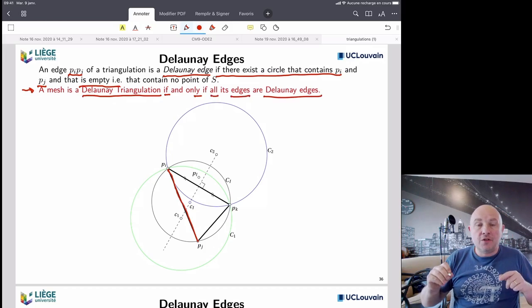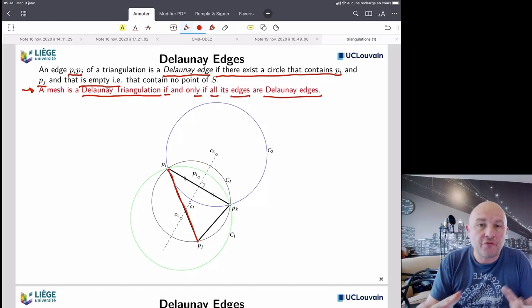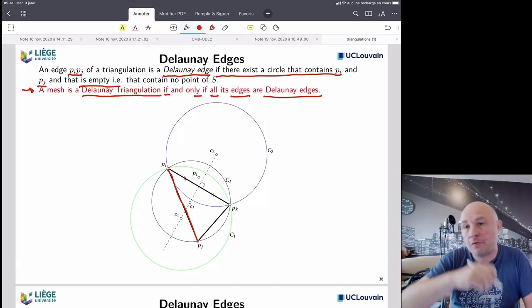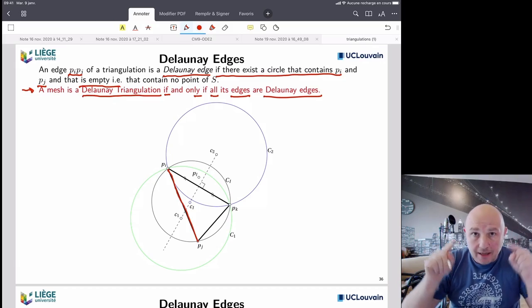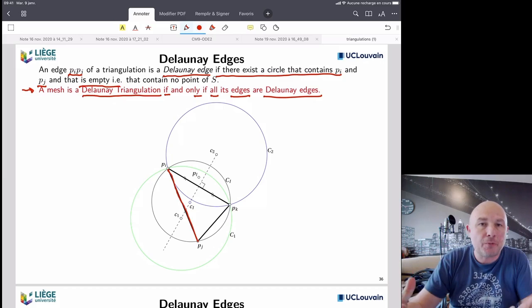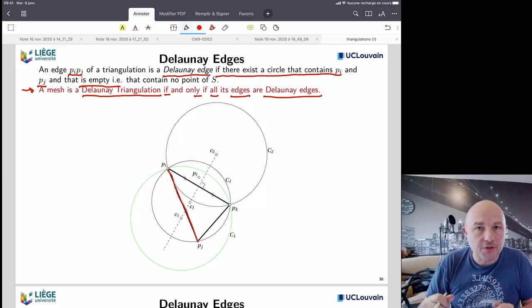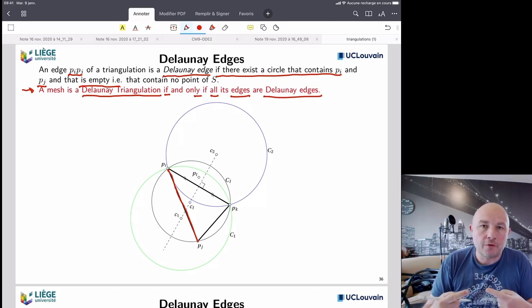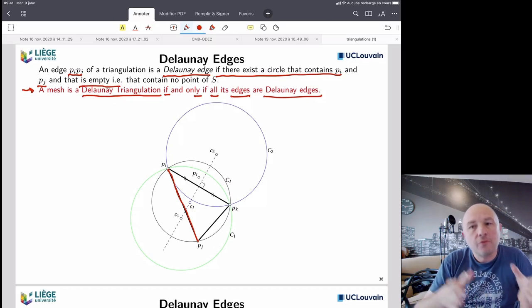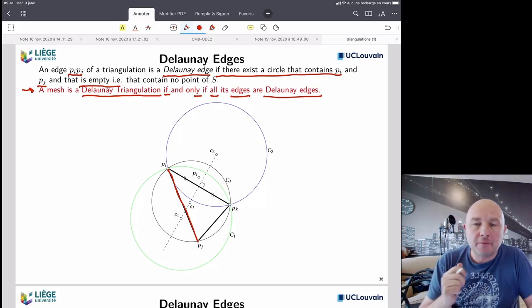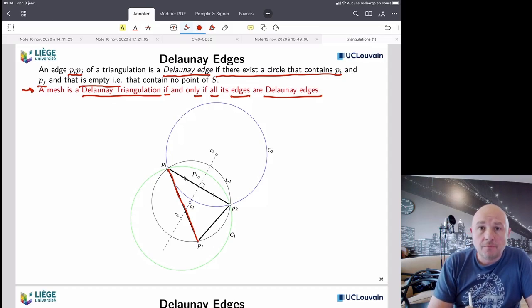So again, this is a variation of the fundamental property of the empty circumcircle, of the empty circle. The fundamental property is related to the triangles. In fact, this property can be translated into an edge property. It means that a Delaunay triangulation contains only Delaunay edges.